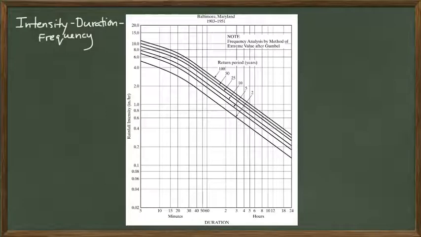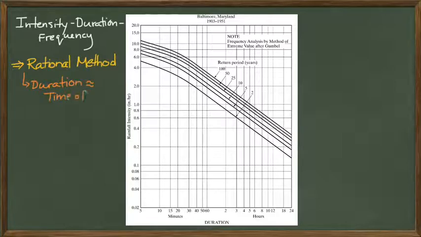And you can see here what I mean by that is, we got duration and frequency, duration on the x-axis, intensity on the y-axis. These charts are used in the rational method. And when we talk about duration for the rational method, what we're talking about is the time of concentration. So it is your job using this graph to find the intensity of the storm, and that's one of the key terms in the rational method, as we'll discuss later. But finding the intensity from this graph is usually objective.